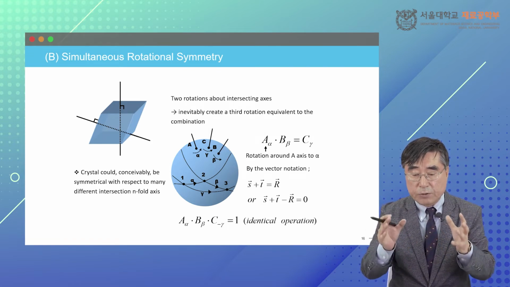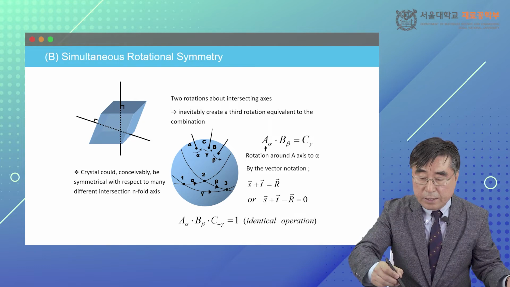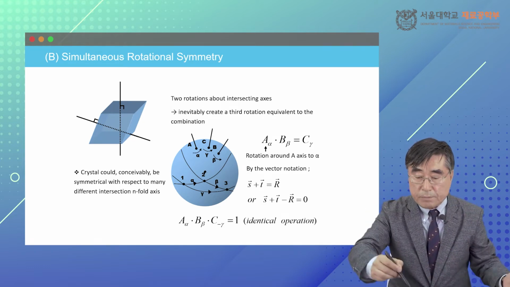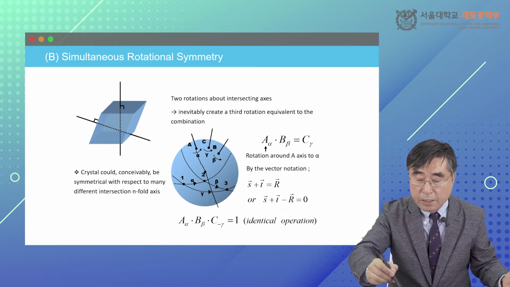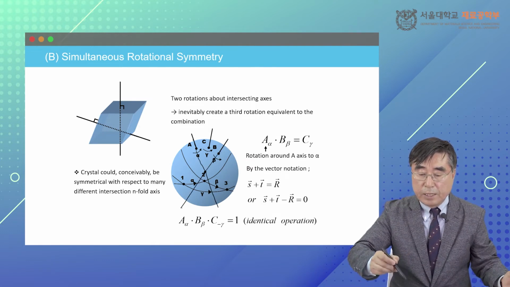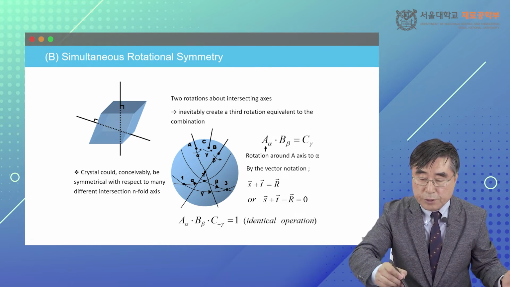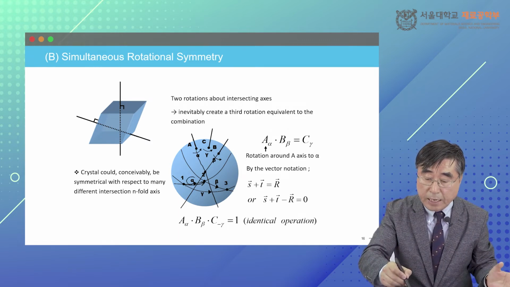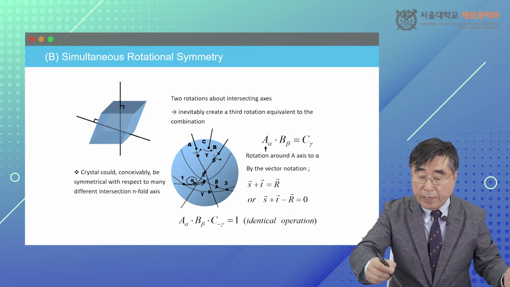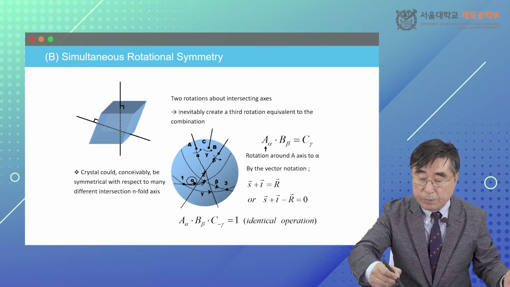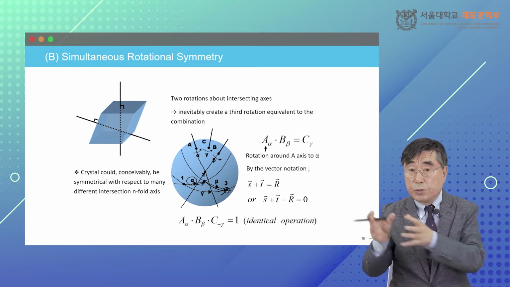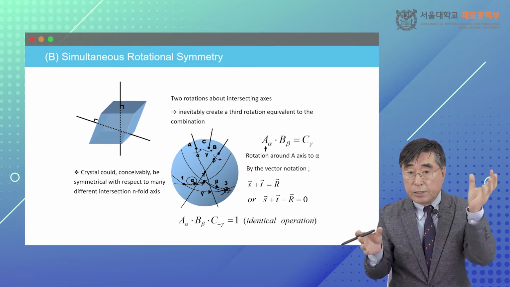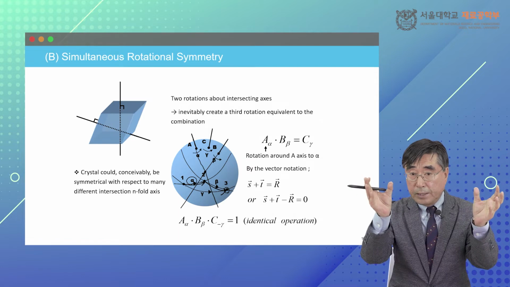But basically what I wanted to tell you is, when there is a lattice point in the center of the sphere, and you have one rotation axis and another rotation axis: if I operate on one pole on the surface of the sphere by rotating it by alpha angle, and then have this B rotation axis of beta angle, then this second pole is going to produce a third pole by the successive operation of A and B.